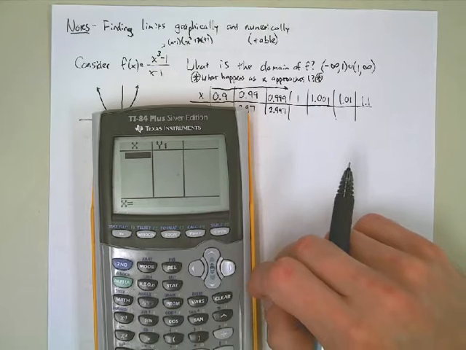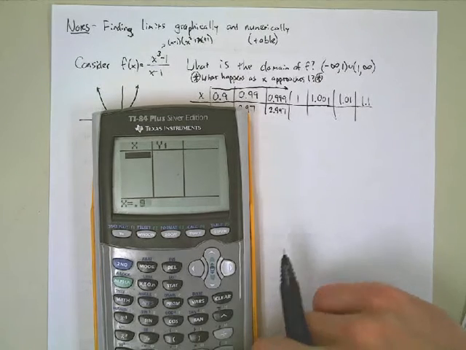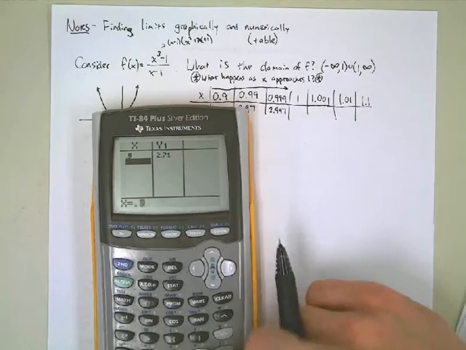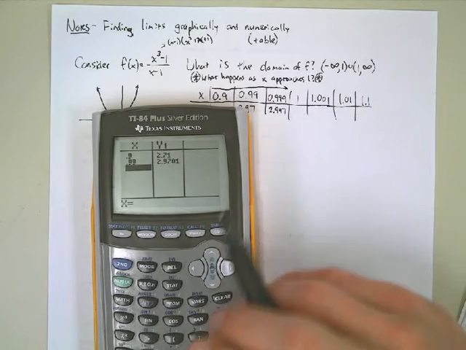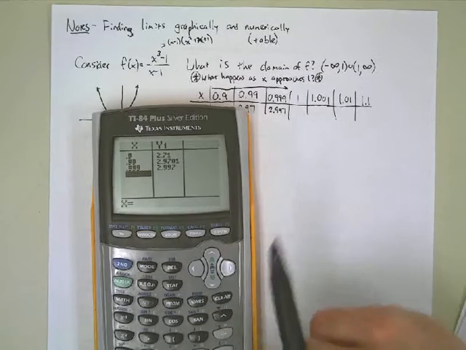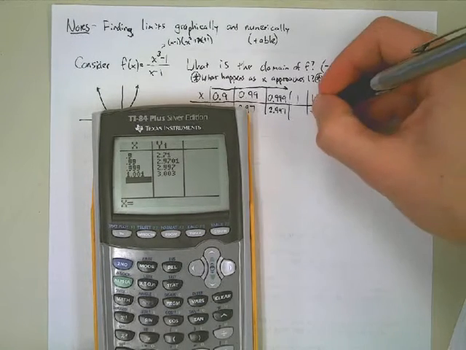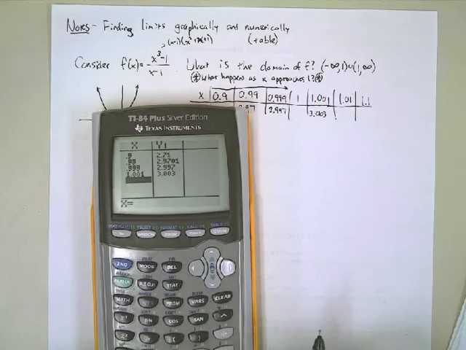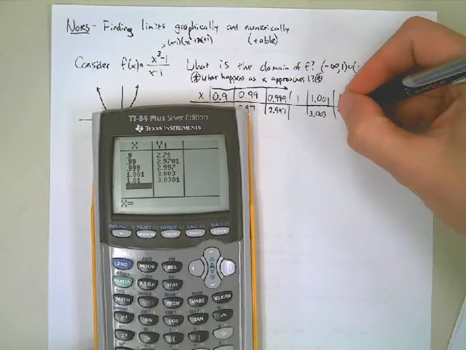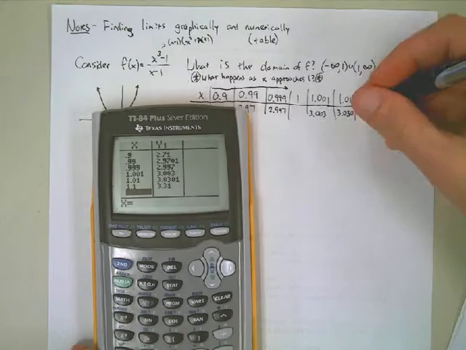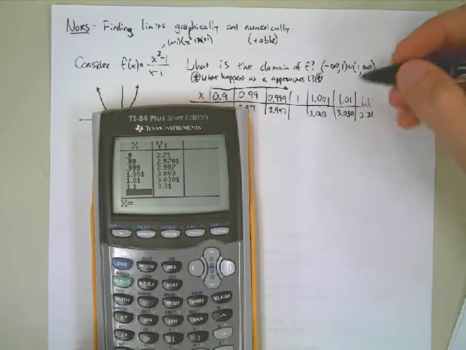So for example, I could type in 0.9, hit enter, and then it spits out the matching y value. I can type in 0.99, and it spits out the matching y value. I can type in 0.999, spits out the matching y value. I can type in 1.001. So there's 3.003, 1.01, and then 1.1.